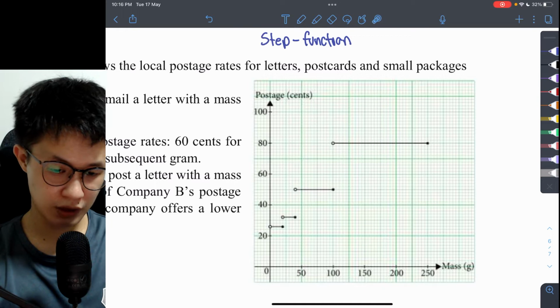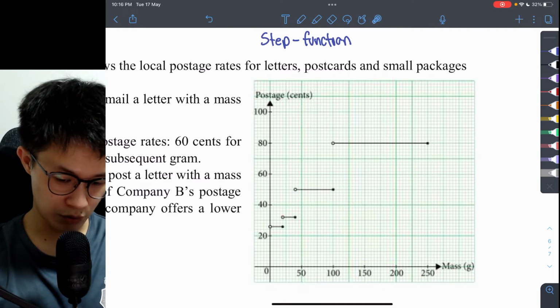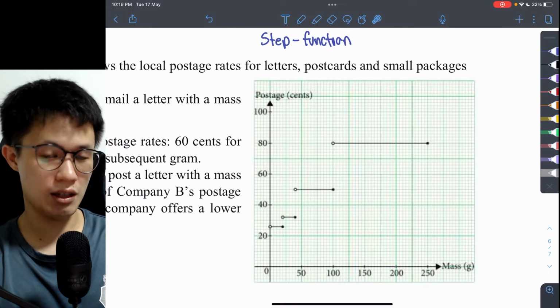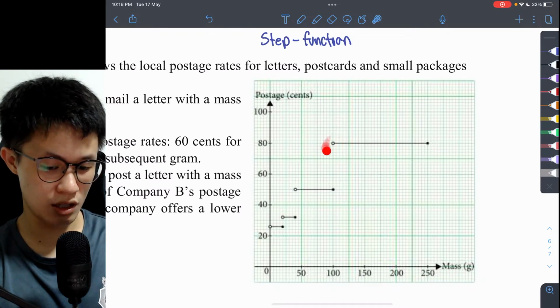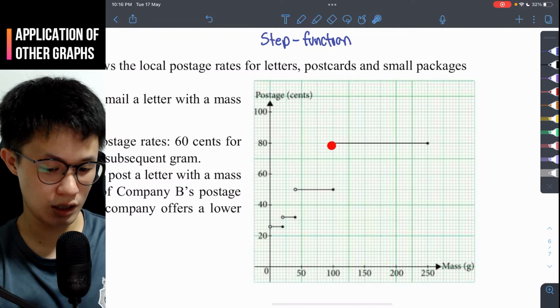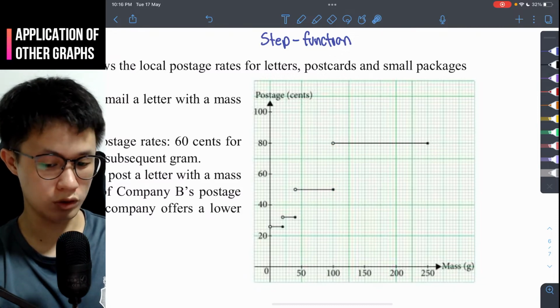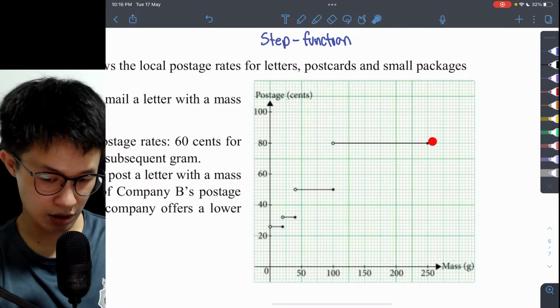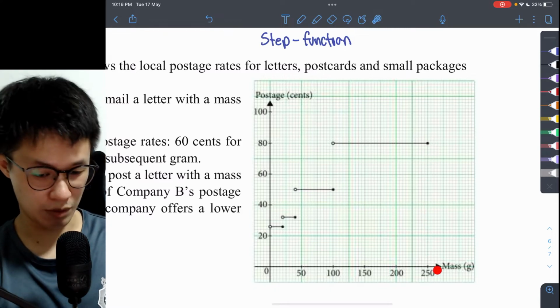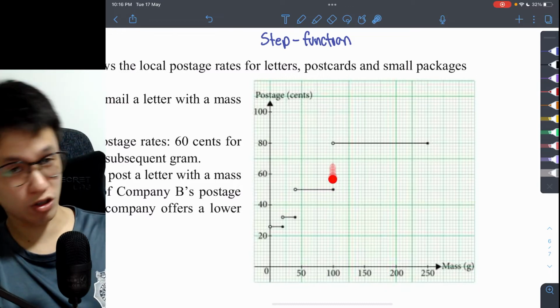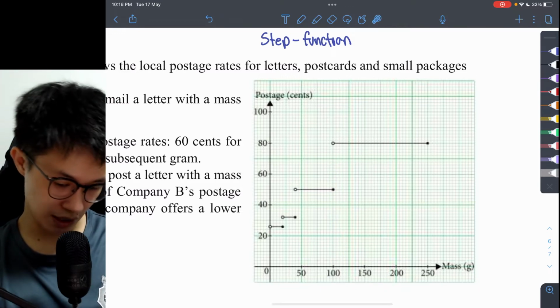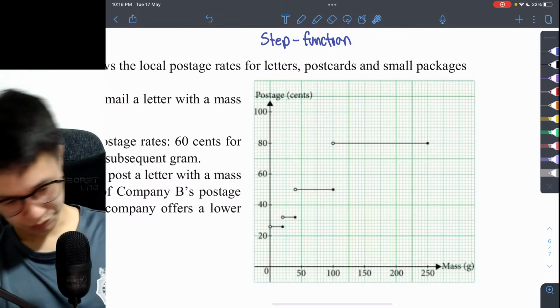So right here, let's say for this interval between 100 to 250 grams, open circle just means that at 100 grams you won't consider this price. You will consider the one lower because this is equal, right? This is a closed interval. So a closed interval means you include 250 grams. Open means you don't include 100 grams, but for these 100 grams, you look at this one over here.